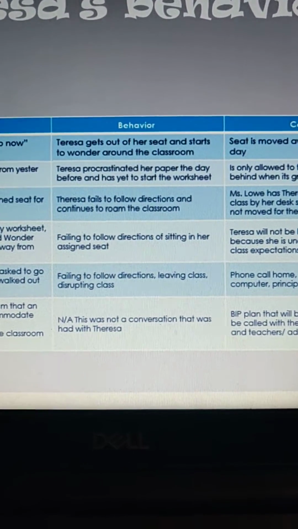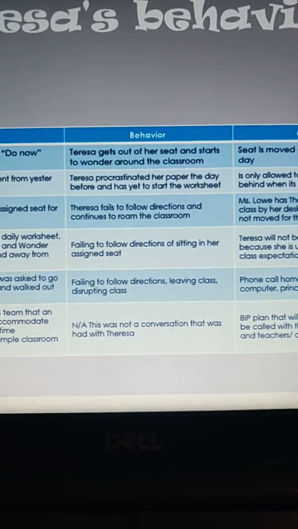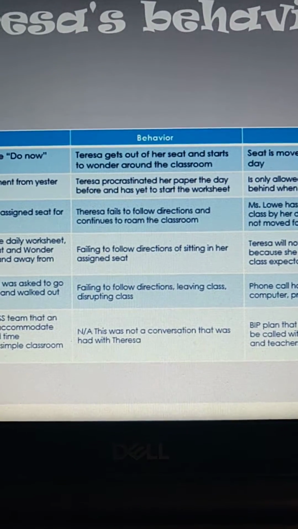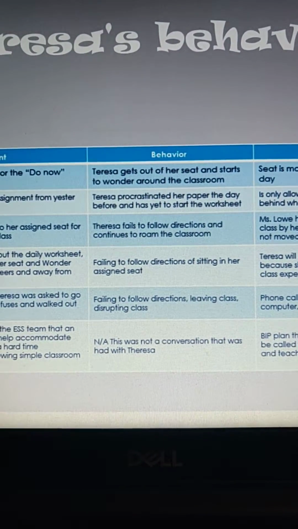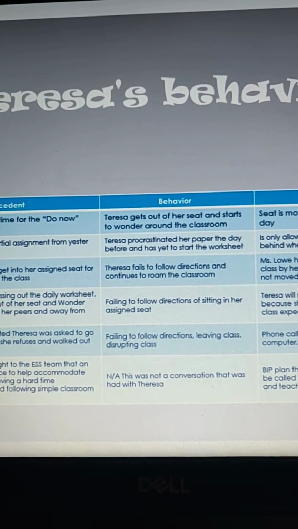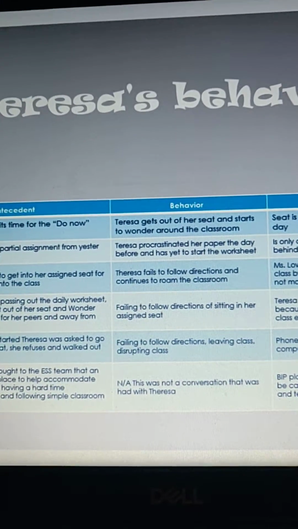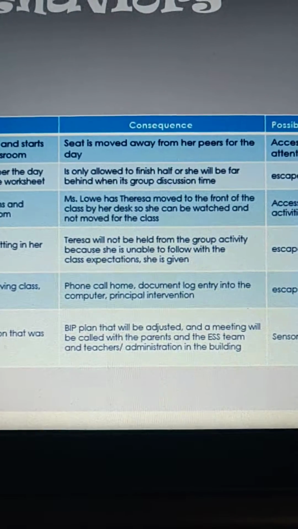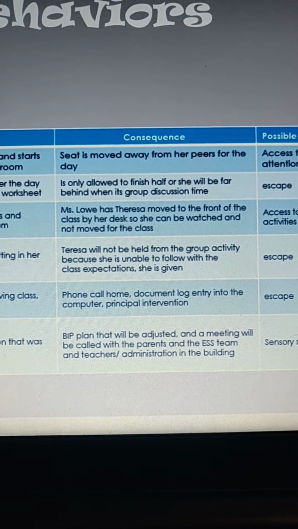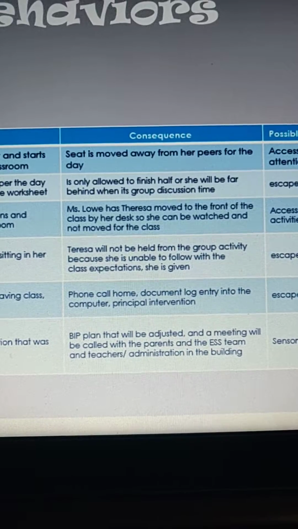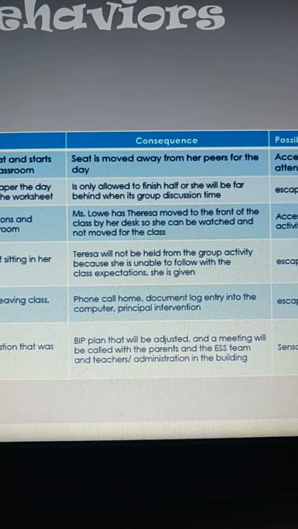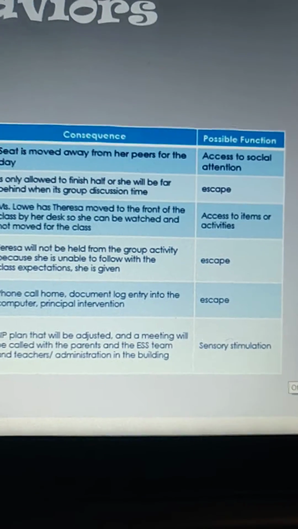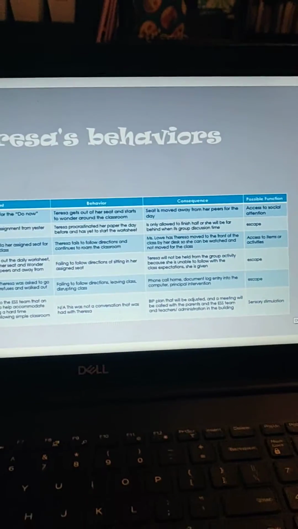This is not a conversation that happens with her. This is a conversation that happens with the ESS team as well as higher up: principal, vice principal, ESS team, speech team, whoever is on her IEP team. Consequences, it's not really a consequence, it's more of a plan for it, which would be a BIP plan, will be adjusted, and a meeting will be conducted, and a sensory stimulation, which is what's best for her.